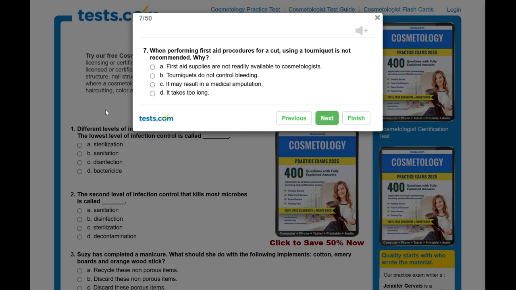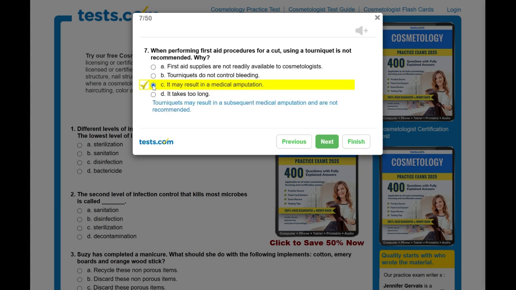Question 7. When performing first aid procedures for a cut, using a tourniquet is not recommended. Why? A. First aid supplies are not readily available to cosmetologists. B. Tourniquets do not control bleeding. C. It may result in a medical amputation. D. It takes too long. C. It may result in a medical amputation. Tourniquets may result in a subsequent medical amputation and are not recommended.